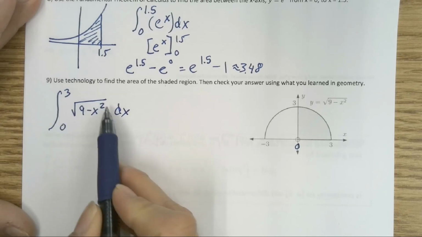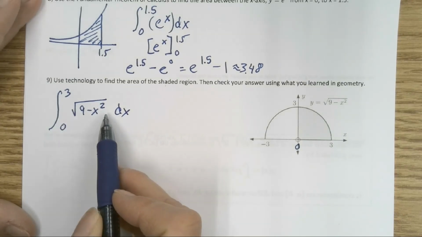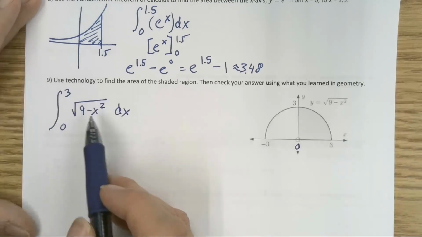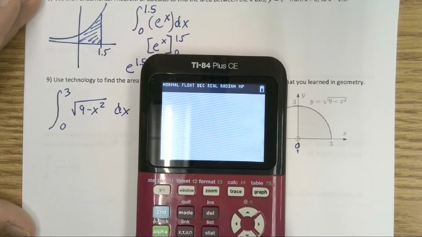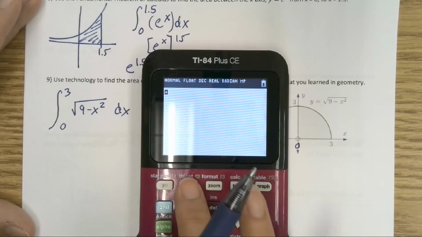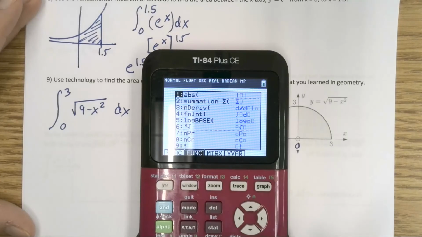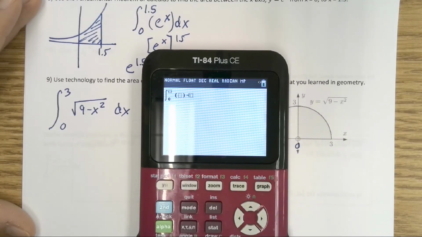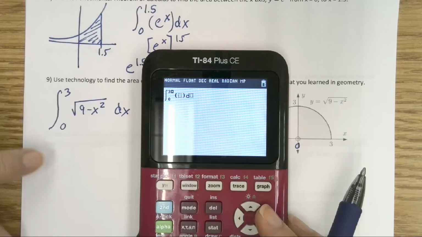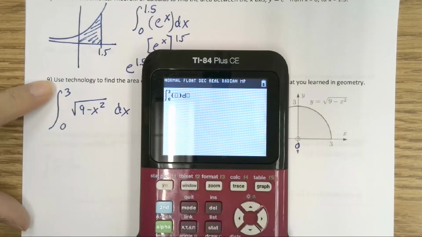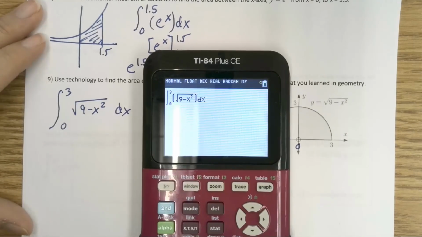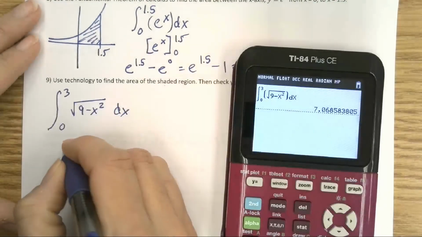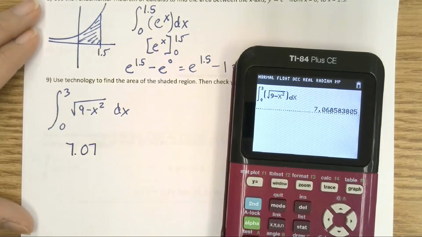And this is not something I would expect you to be able to find the antiderivative of. That's not a reverse of a power rule. So that's why we are using technology to solve this. So we're going to go straight to our calculator. We're going to go to alpha window, and we're going to choose option number 4. We're going to use the limits from 0 to 3 of the square root of 9 minus x squared dx. Ooh, it's really thinking on that one. All right, so we got 7.07 for the area of the shaded region.